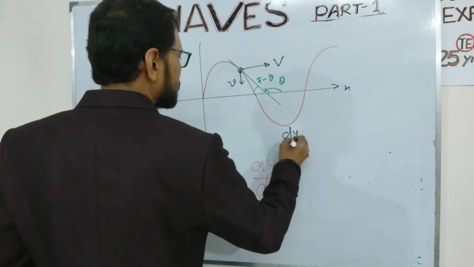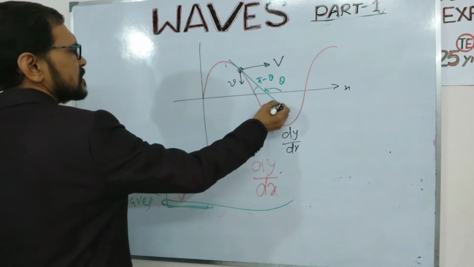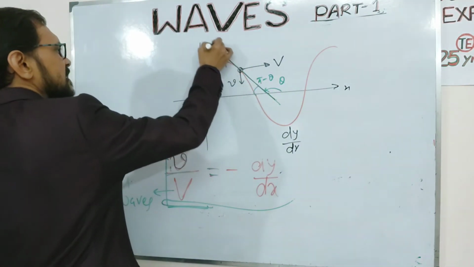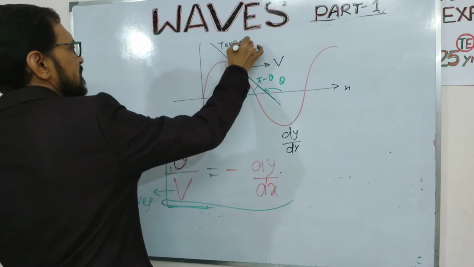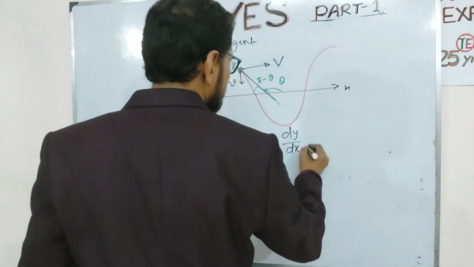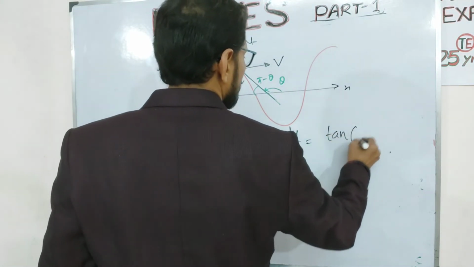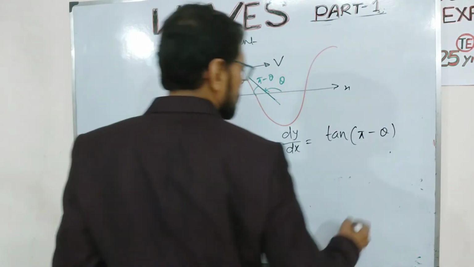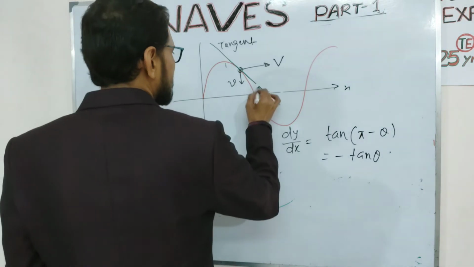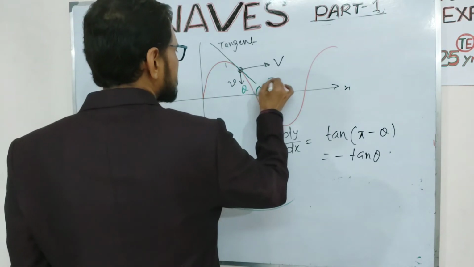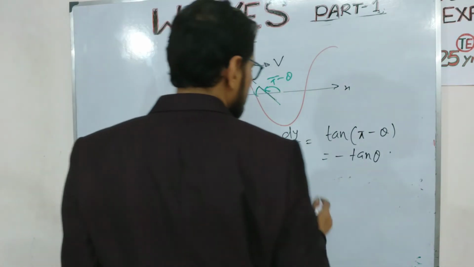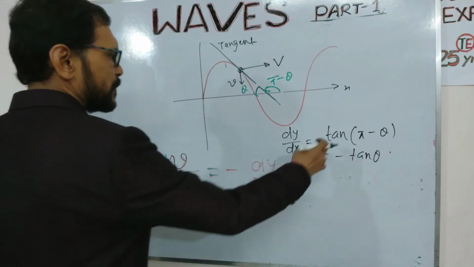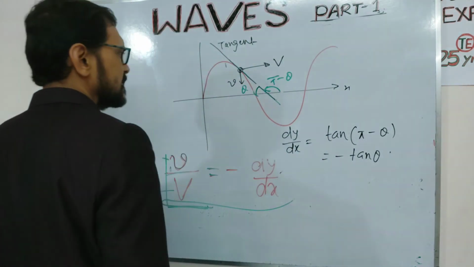tangent of the wave curve. This is the wave curve. Slope of the tangent. This is the tangent. The slope of the tangent is tan(pi minus theta). This is pi minus theta, so minus tan theta. Suppose this angle is theta, now this angle is pi minus theta. So slope of the tangent is tan(pi minus theta), which is equal to minus tan theta.